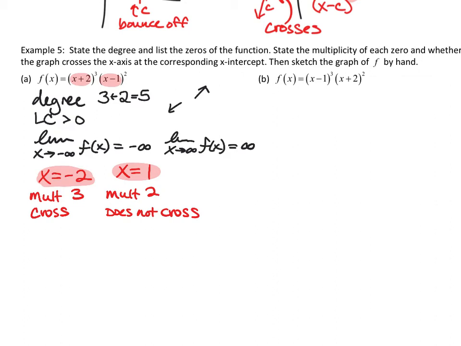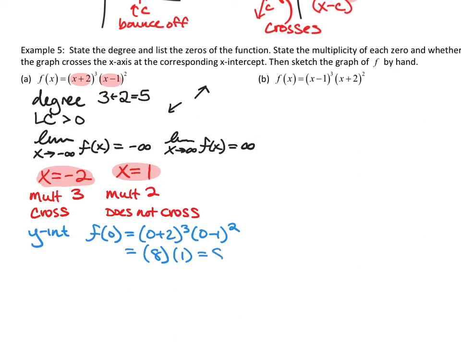The very last thing we're going to do here, just to make sure our sketch is pretty accurate, is find our y-intercept. The y-intercept is real easy to find. Remember, our y-intercept is found when x is 0, so we're just going to plug in 0 to this function. 0 plus 2 is 2, 2 cubed is 8. 0 minus 1 is minus 1, and minus 1 squared is 1. So our y-intercept is 8.